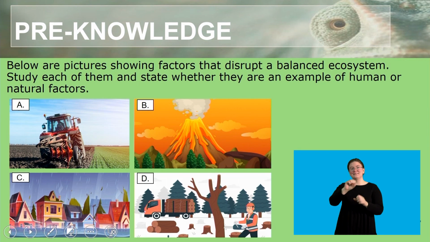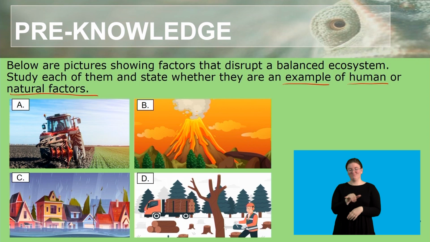So below we have pictures showing factors that disrupt a balanced ecosystem. These factors can either be human factors or natural factors. So we have 4 pictures there, and we are supposed to study each of them and state whether they are an example of human or natural factors.